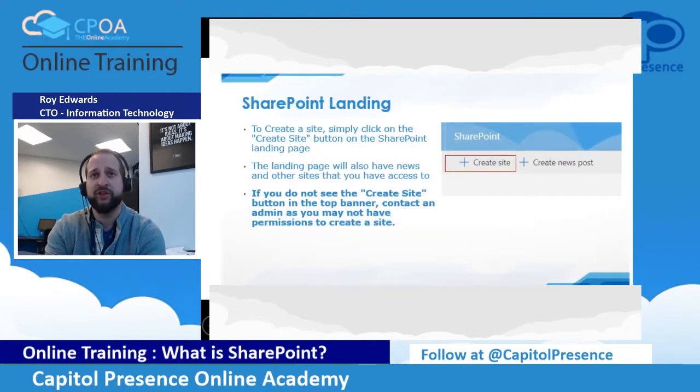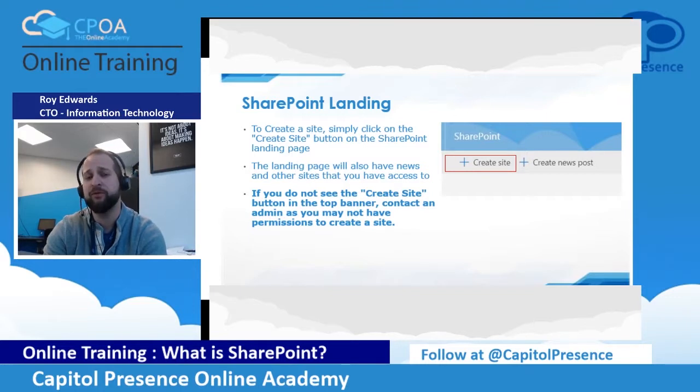So once you click SharePoint, you'll get to a SharePoint landing. It will show you to create news posts, or it'll give you the option to create a site. Those are the two options you'll see at the top banner, as indicated in that screenshot right there. So to create a site, you simply click on the Create Site Plus button, or on the words. That button will then prompt you to the next step in creating a site. The landing page will also have news and other sites you have access to here.